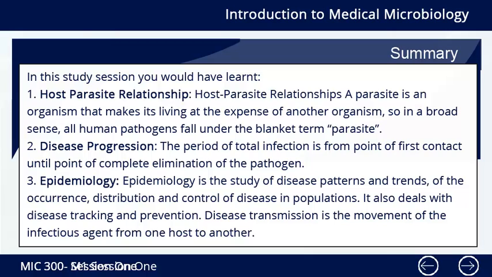The disease progression. The period of total infection is from the point of first contact until the point of complete elimination of the pathogen. Overt disease is associated with the onset of symptoms. In a recurrent infection, the disease reappears over time with a characteristic rise and fall of agent shedding and symptomatic disease.